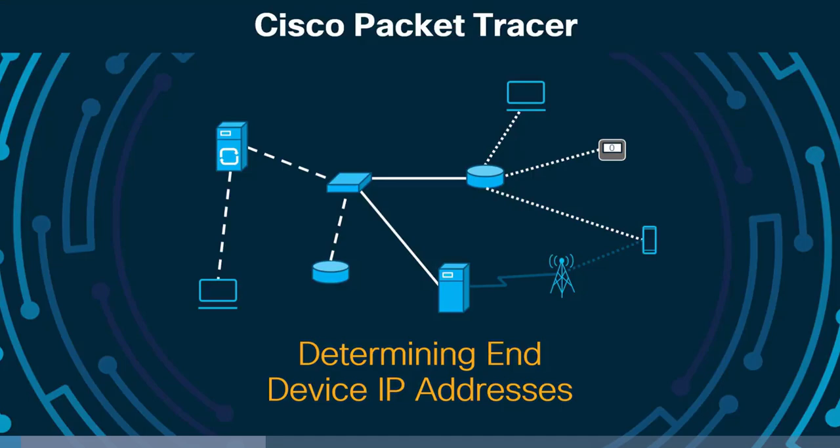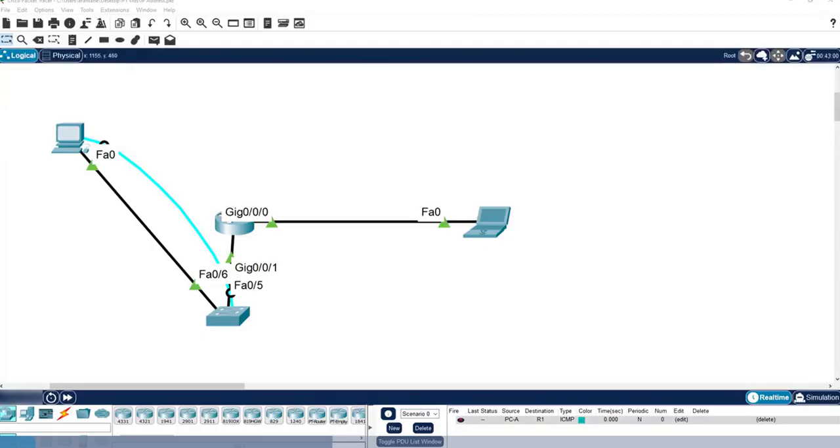Determining end device IP addresses. In Cisco Packet Tracer, there's a couple different ways to determine an IP address on a device. Let's take a look at the PC here on the left.